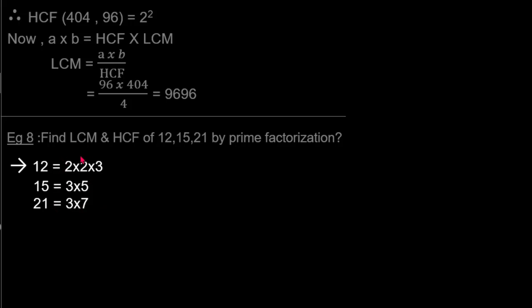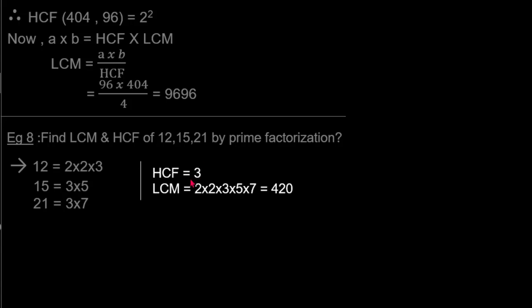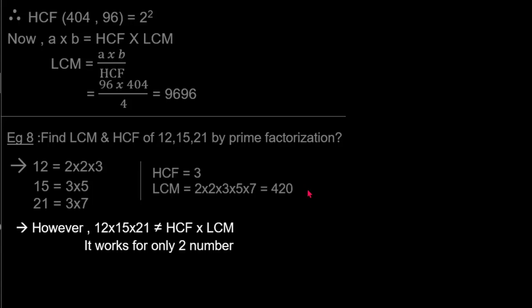So what will be the HCF? What is common in all three? 3 is common in all three of them, so HCF will be 3. And for LCM, we take everything all at once: 2 into 2 into 3 into 5 into 7. Calculate this in rough. 5 2s are 10, and 3 7s are 21, and 21 2s is 42. 42 into 10, 420.